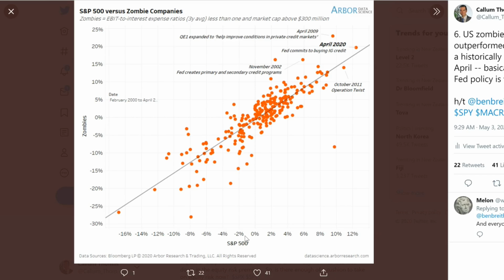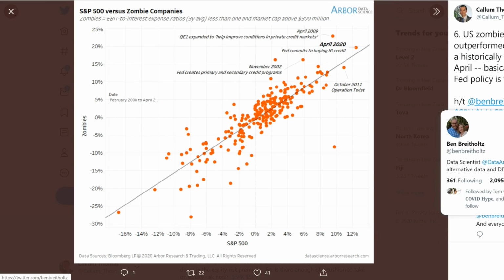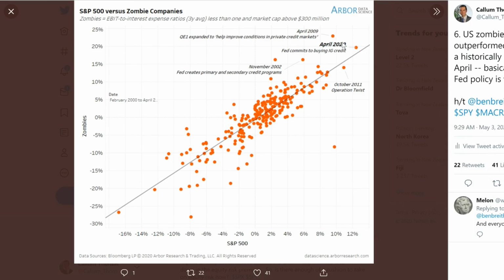Anyway, the S&P 500 returns are along the bottom, so you'd expect them to be correlated because they're very similar things. Obviously one's a little bit lower quality. As you can see from these dots, Ben there is also a very worthwhile follow. The dots up on the top right, the outliers, are when zombie companies are outperforming the S&P, and that is pretty much when the Fed is really getting things cranking.